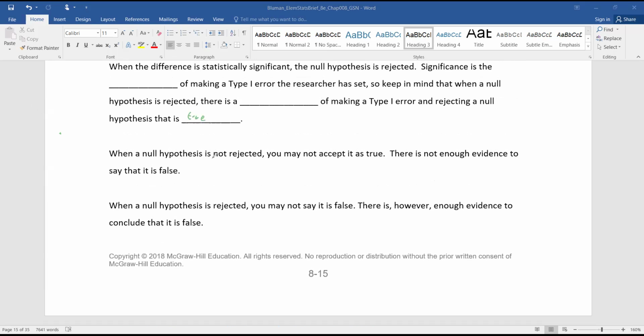When a null hypothesis is not rejected, you may not accept it as true. There is just not enough evidence to say that it's false. When a null hypothesis is rejected, you may not say it is false. There is, however, enough evidence to conclude that it is false. So you never claim that something is true or false. You just say there is or is not enough evidence to say that it is or is not.